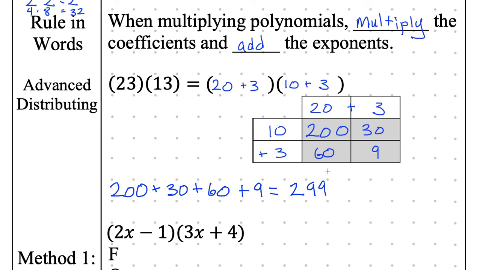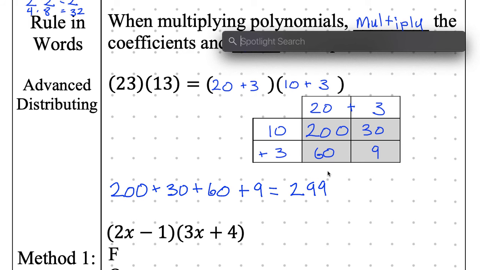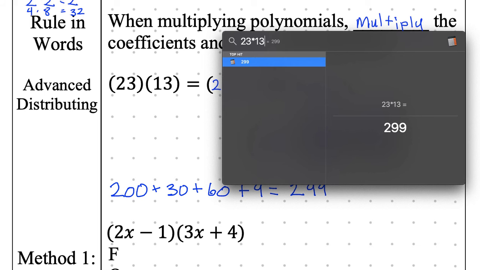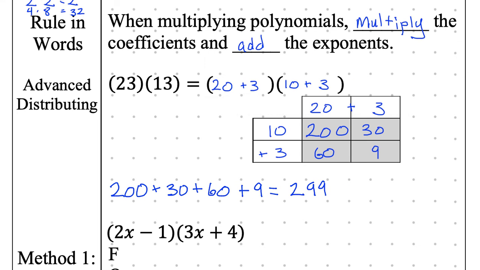299. And if you want to check that, I can pull up my Spotlight search and do 23 times 13, and oh, look, it's 299. It's just a cool way of doing math. So that's all we have to do in this context.